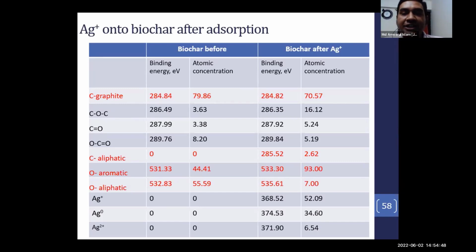Similarly, for the carbon concentration, the graphitic carbon and aliphatic carbon were 0 at the beginning, but after adsorption we can see some atomic percentage, like 2.6, which indicates the chemical changes of biochar after the adsorption. So now we can see why sawdust has the highest surface area but a low adsorption capacity, because the adsorption capacity was dominated by the chemical transformation or the surface functional groups.